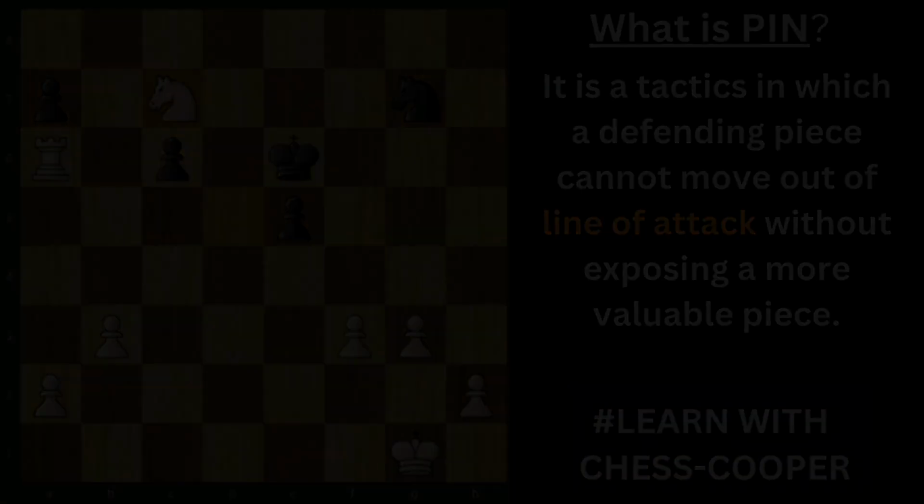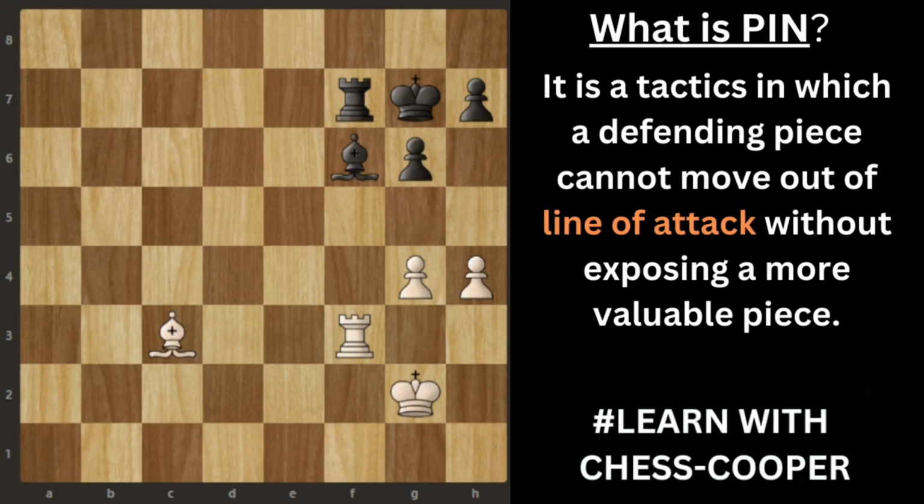Let's go to our second position. This is our second position and it is white to move. And let me tell you, many people fail to solve this puzzle. So do give it a think. First try to find out where the pin is and then how to exploit that pin. Now let's see the solution.